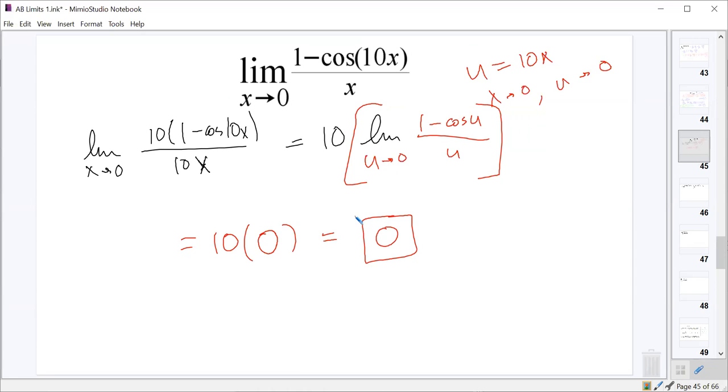All right. And from now on, you don't have to write out the u substitution for the cosine ones like this either. You can just know that if it's 1 minus cosine of some function over that same function, as x approaches 0, it's going to still be 0.